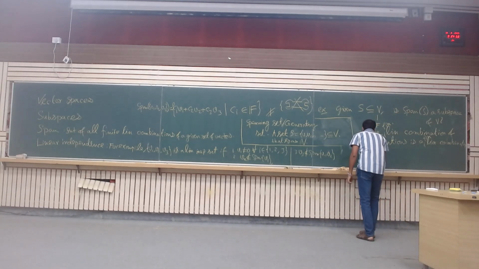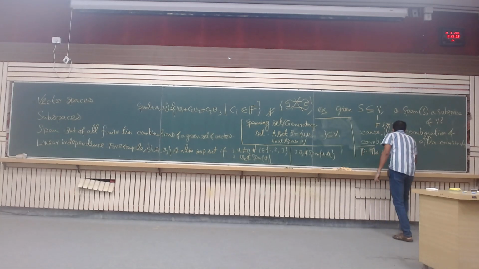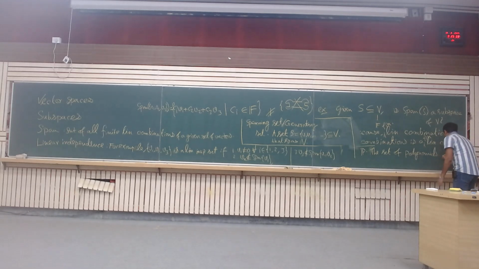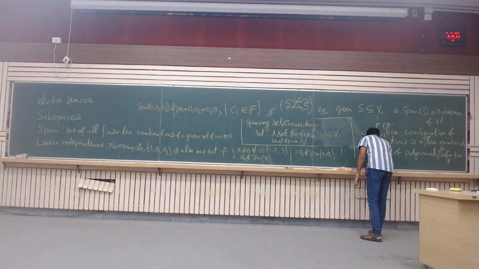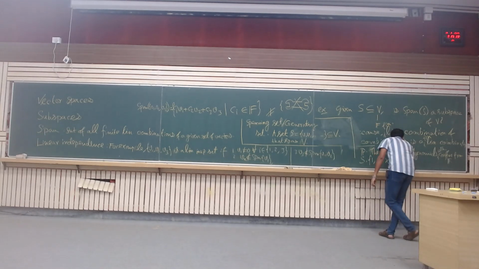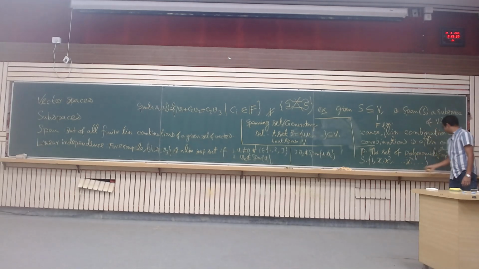So let P be the set of polynomials with coefficients from some field F. And then consider this set S, which is 1, x, x squared, etc., up to x to the n, and it goes on, where x is the variable of the polynomial. Okay? So every polynomial is a finite linear combination of this with coefficients from F. So indeed, it's a very good example. Thank you, Snehal.